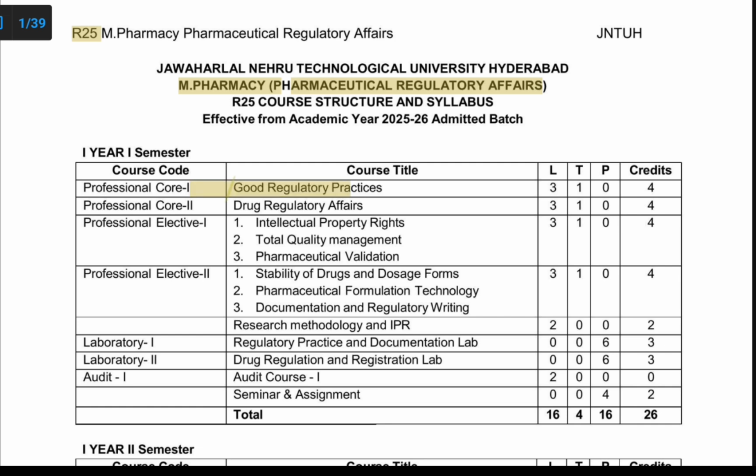The subjects we have are good regulatory practices, drug regulatory affairs, intellectual properties and rights, total quality management, pharmaceutical validation, stability of drugs and dosage forms, pharmaceutical formulation technology, documentation of regulatory writing, regulatory practice and documentation lab, and drug regulation and registration lab.